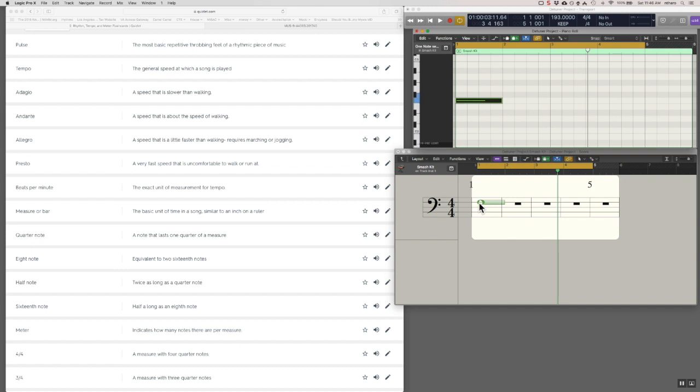Okay, I've placed one note in the first measure. I will hit play, it'll play this note, and then there will be no notes playing here or here. Listen to it. And then when it loops through, it'll play that note again.